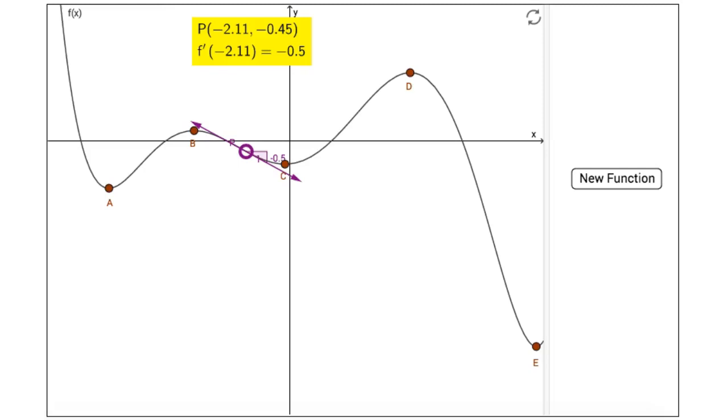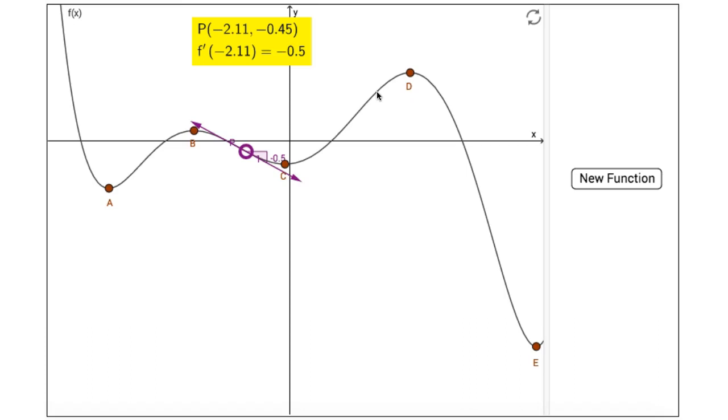This interactive figure illustrates the first derivative theorem for local extreme values. That theorem states, if f of x has a local maximum or minimum value at an interior point c of its domain, and if the derivative of f is defined at c, the value of the derivative at c is 0.